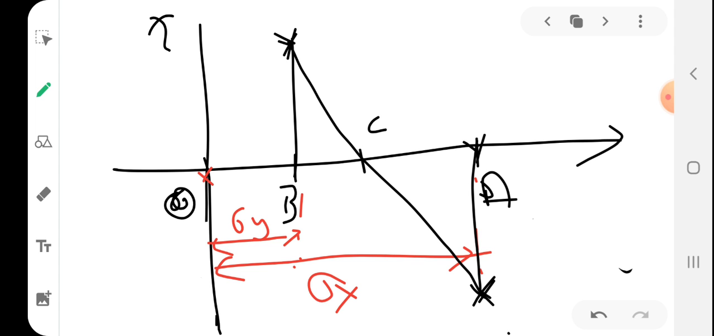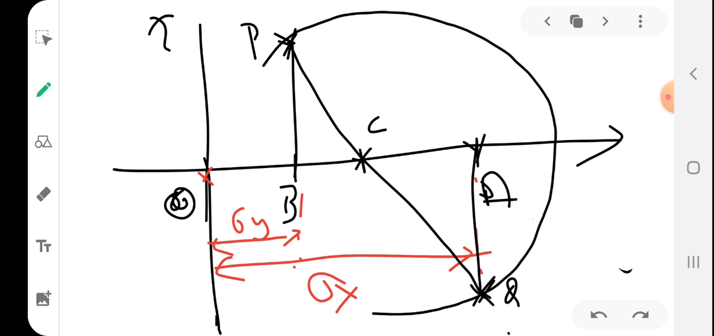Now with C as center, suppose you mark this as P and Q, and PC as radius, you draw one circle. So this circle is known as Mohr circle.